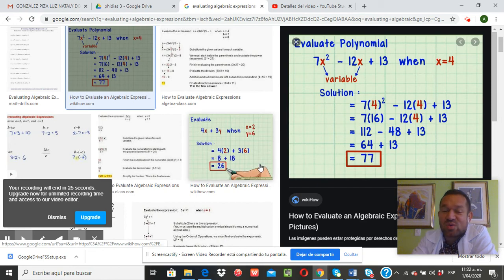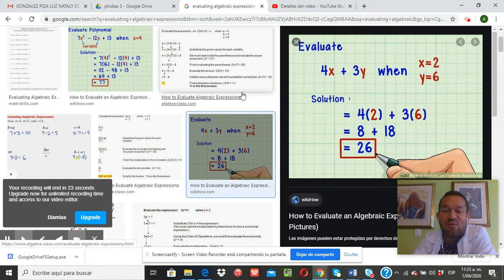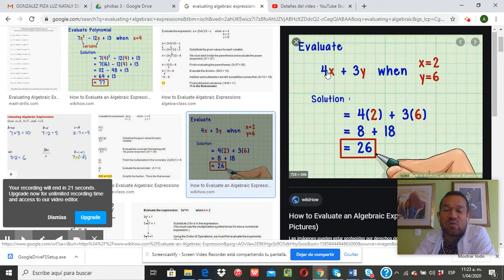Sometimes we have more than one variable, like in this one, 4x plus 3y. The x is 2, 4 times 2, 8. The y is 6, 3 times 6, 18. 18 and 8, 26. Okay, so this is what we're going to do in the first session of class.